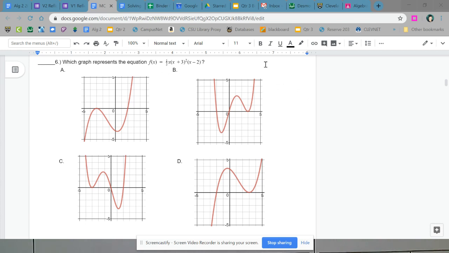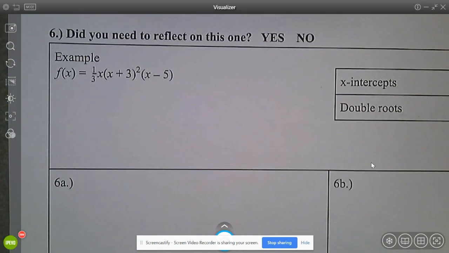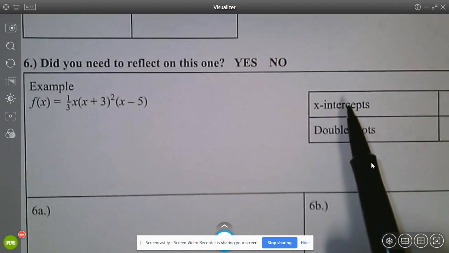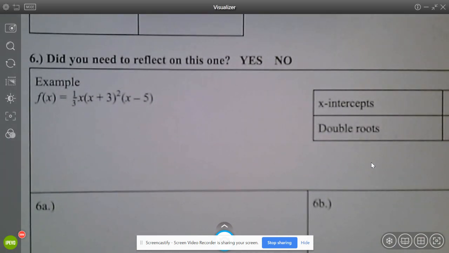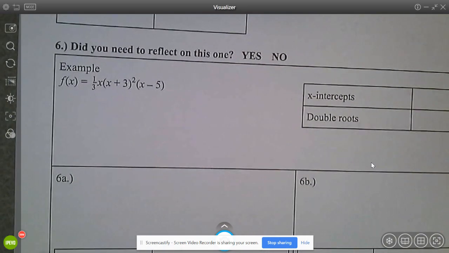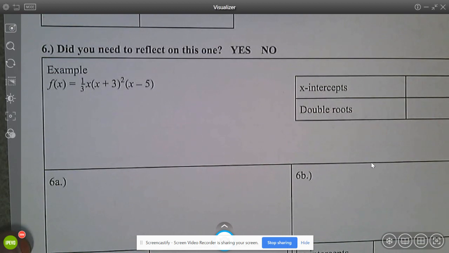So the idea is that just knowing this information given in the equation, you should be able to identify the graph. So I'm going to talk about the important information. If you go to the example on your reflection sheet here, we prompted you to talk about important parts that you can look for on your graph. The first one is going to be the x-intercepts. Looking at my equation here, I want to know what my x-intercepts are, and then I can find them on the graph, and then I can match the graph.